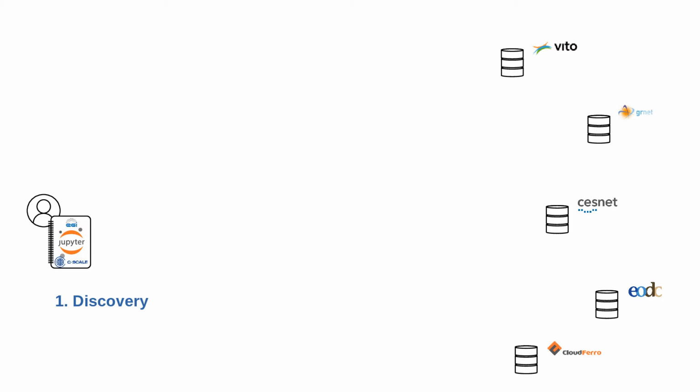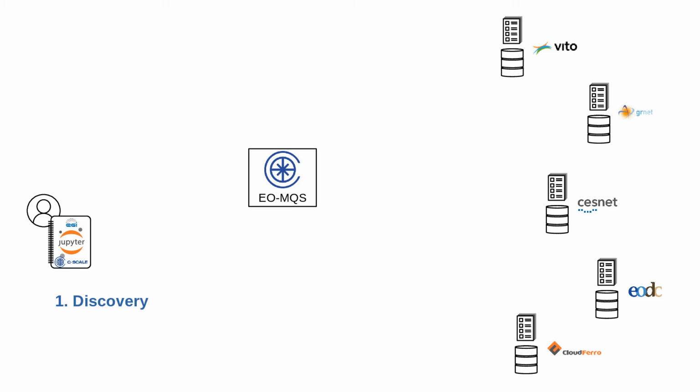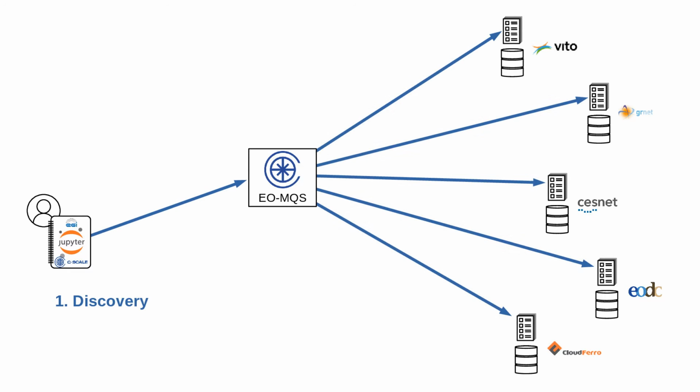They might, of course, go site by site because all of the sites provide their own catalogs, but with a growing number of sites in the Federation, this might be quite tricky. So the C-Scale project is providing a centralized component, the Earth Observation Metadata Query Service, that can be contacted instead. So the user asks the Metadata Query Service, and the Metadata Query Service redistributes the query to all of the sites that are members of the Federation, or at least to all of the sites that are likely to hold the response for the user.